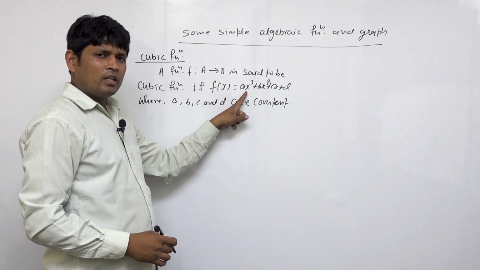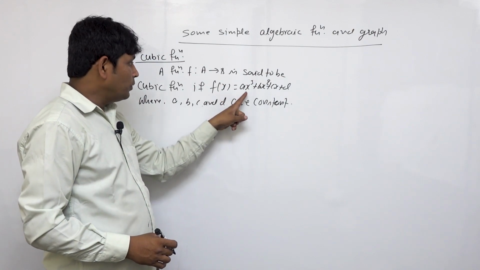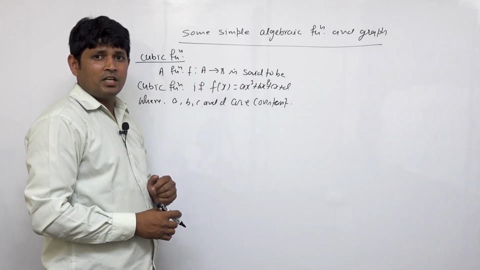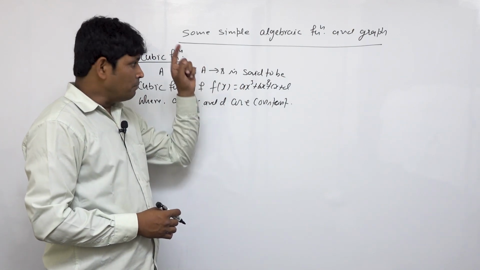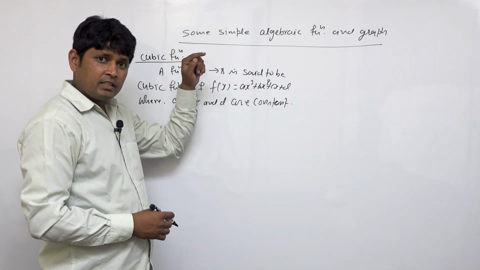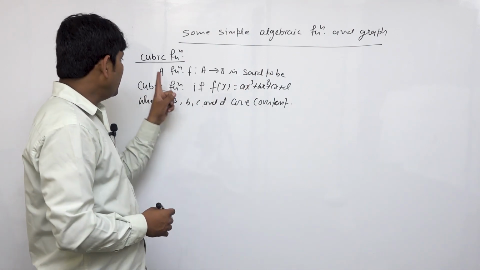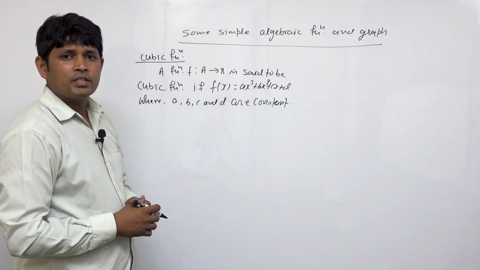So what is the difference between the quadratic and the cubic? In the cubic, the maximum power of x is 3. In the quadratic, the maximum power of x is 2. In the linear, the maximum power of x is 1. So here in the cubic, the maximum power of x is 3, and that is why this is called a cubic function.